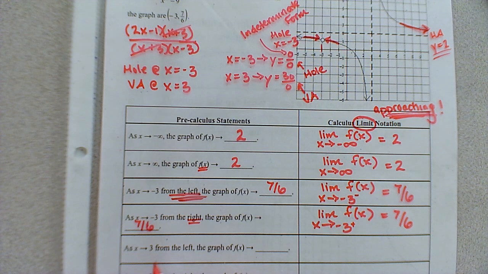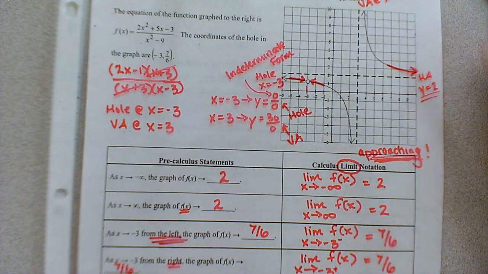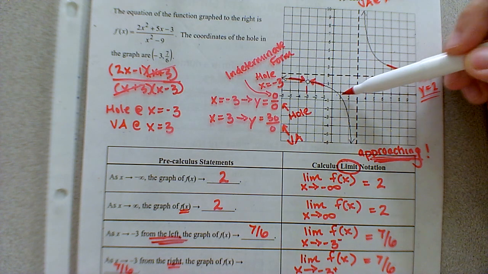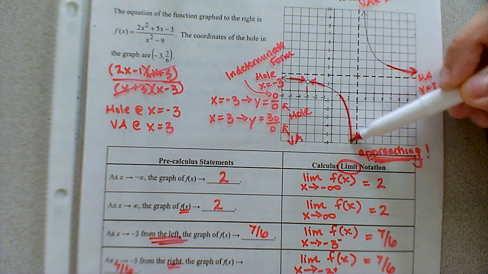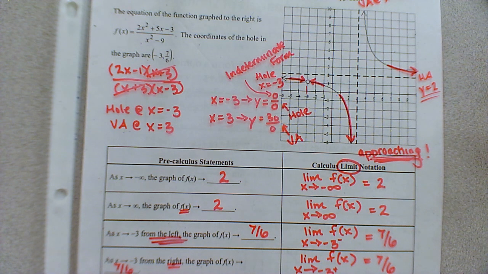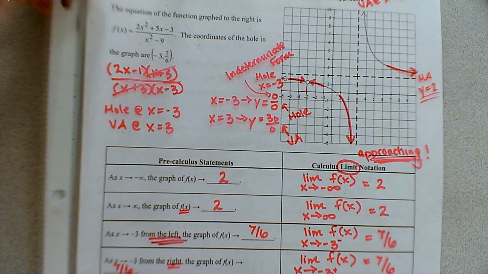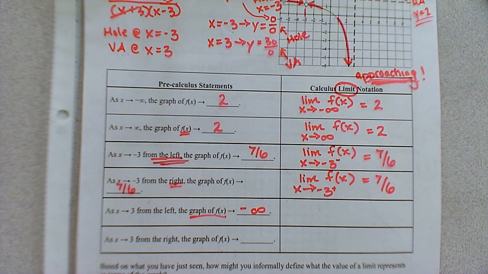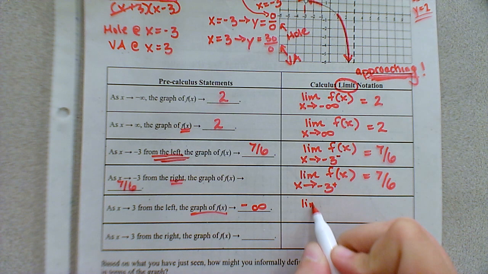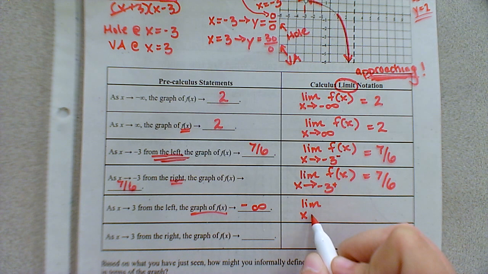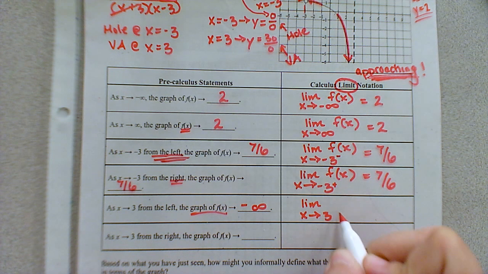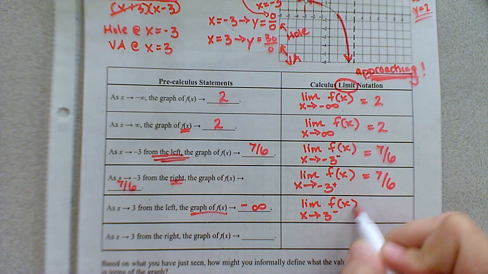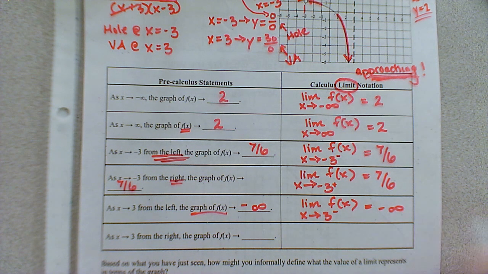Let's try the next one. As we approach 3 from the left, what does the graph do? So here's the x value of 3. As we trace the left-handed side, notice how the graph continues forever downward. So the graph, meaning f of x, is approaching -infinity. So calculus-wise, using limits, as x approaches 3 from the left, the graph approaches -infinity.